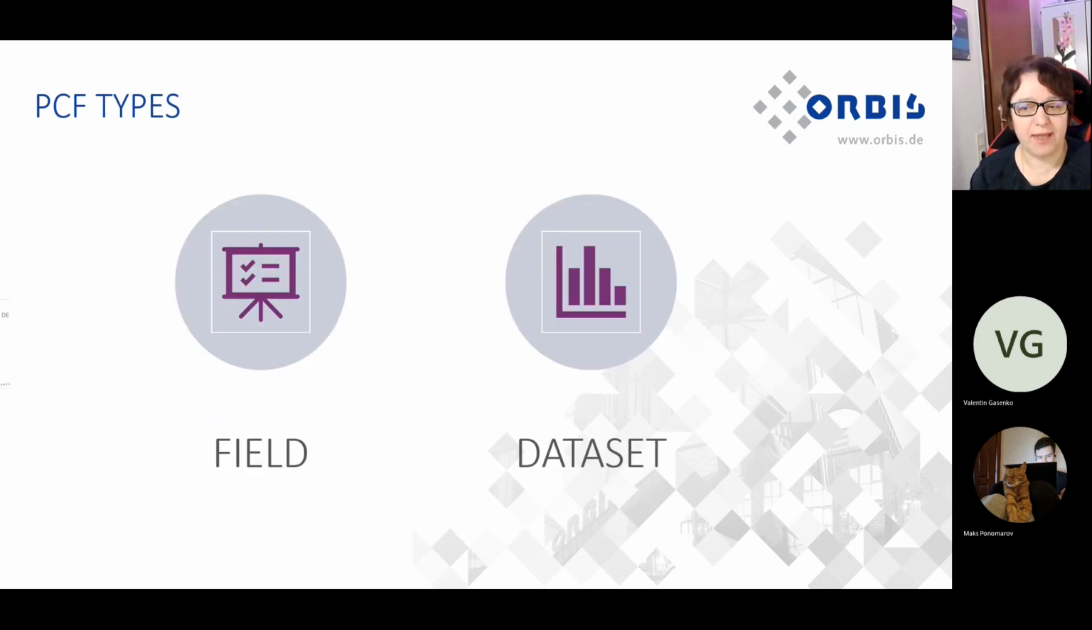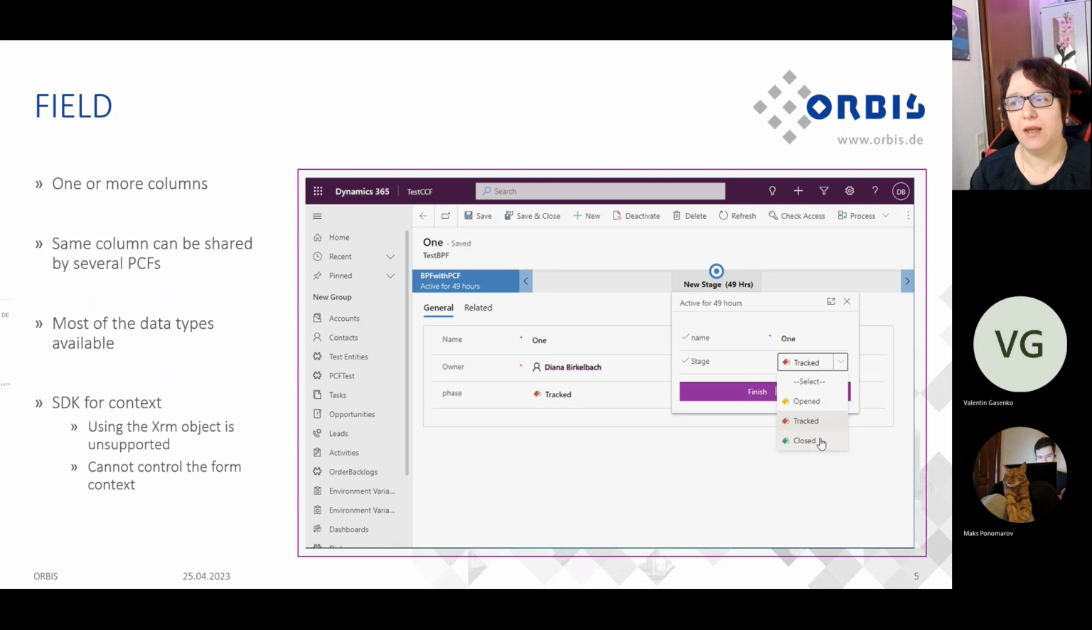There are two types of PCF. We have the field PCF, which we can use on a form, for instance, in model-driven apps, or in Canvas apps, or we have dataset PCF, which we can use on views or tables or collections or stuff like that in Canvas apps. When we talk about field PCF, you see one of my PCFs, the colorful option set, which we can use on the form for an option set to show the colors.